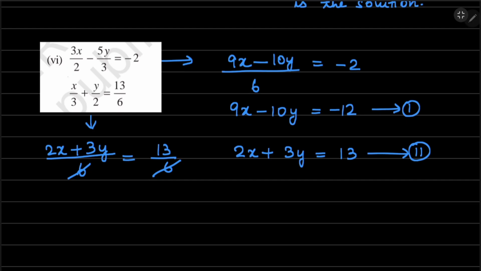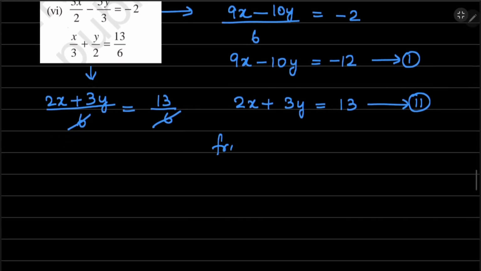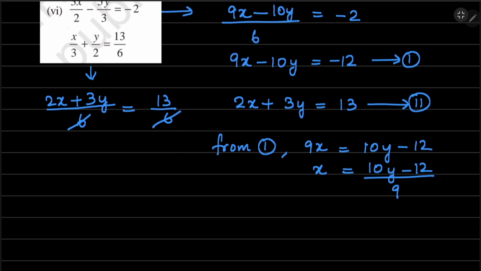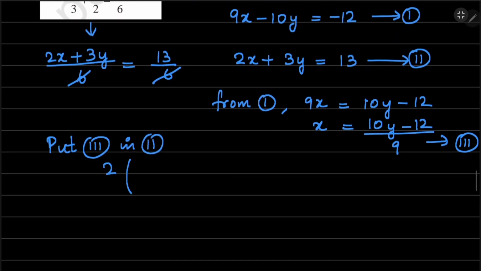Again, now let us write x in terms of y. From equation 1, what is your 9x equal to? 10y minus 12, isn't it? And x is nothing but 10y minus 12 divided by 9. Put this in equation 2. This is your equation number 3. So let me write, put 3 in 2. So what is it? 2 multiplied, in place of x, I am going to write 10y minus 12 divided by 9, plus 3y equal to 13.